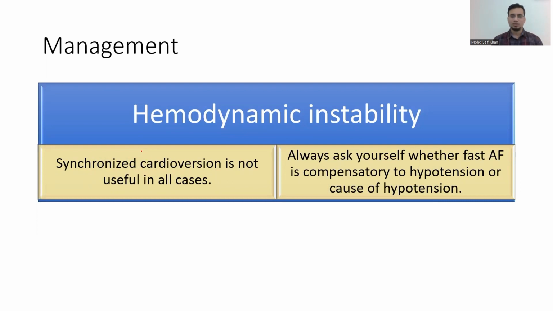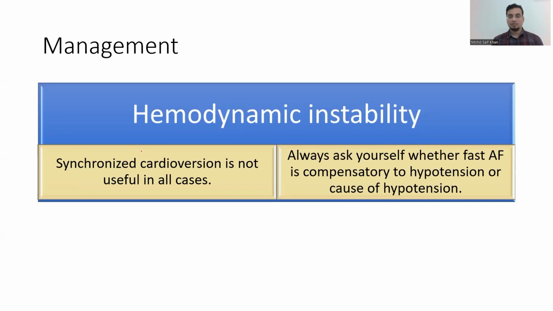There may be two things: either AF is contributing to hypotension or hypotension is contributing to AF. If hypotension is contributing to AF, then address hypotension, and AF will resolve itself. If AF is contributing to hypotension, then you have to take care of AF, and probably in this case, synchronized cardioversion will be very useful.